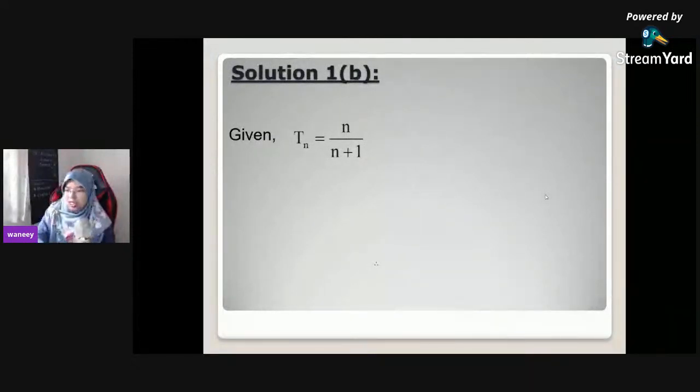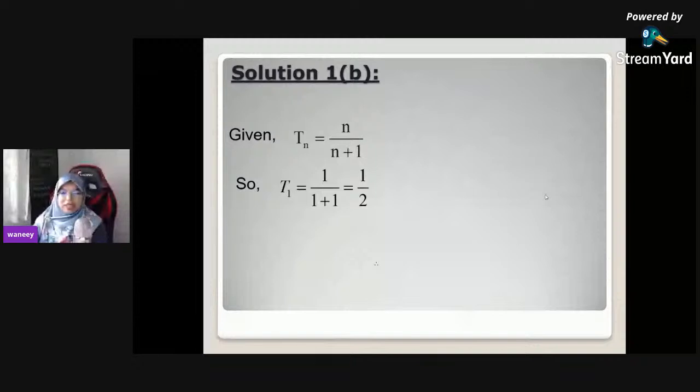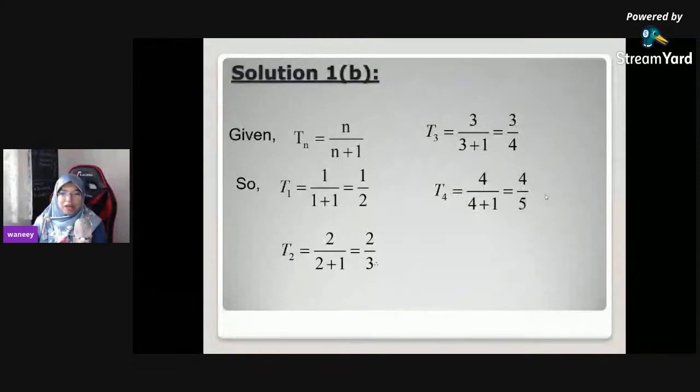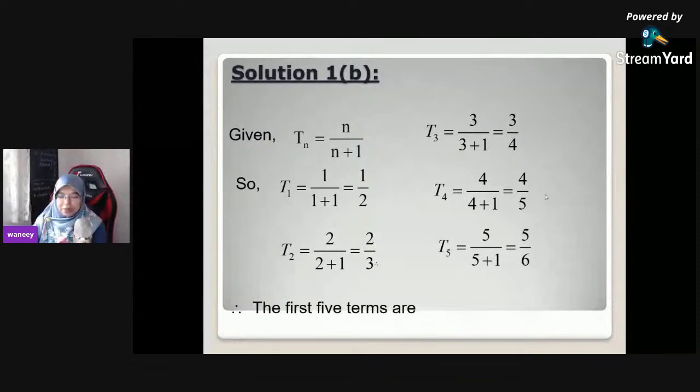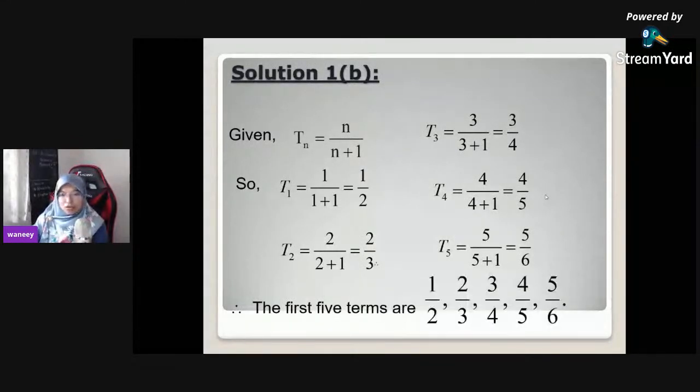Okay, 1 minute done. So now let us check. Okay, so substitute n with 1. So T1 is 1 over 2, 2 over 3, 3 over 4, 4 over 5, 5 over 6. Okay, so the first 5 terms are 1 over 2, 2 over 3, 3 over 4, 4 over 5, 5 over 6. Okay, done. So now the next one.